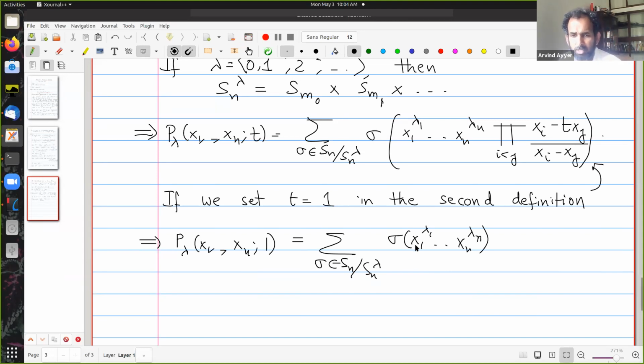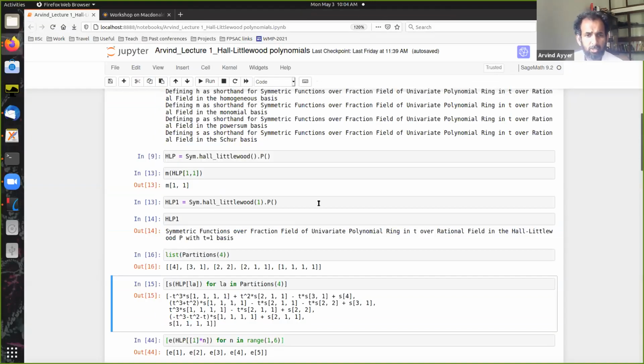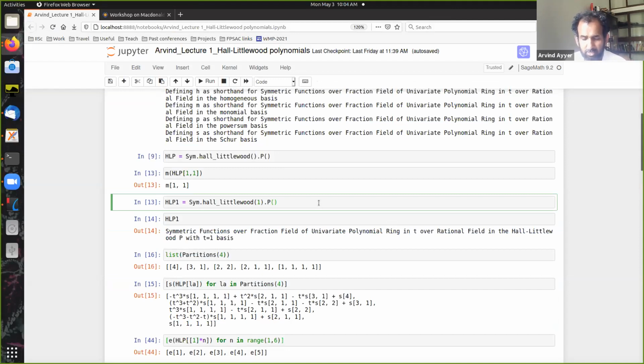And now you can see what it's doing. It's just going to give you one term per monomial, and so this is going to be exactly n lambda. Okay. So this I can also show you. This advantage also Sage has.